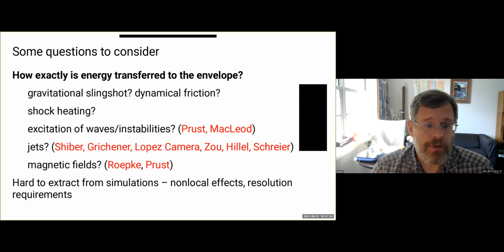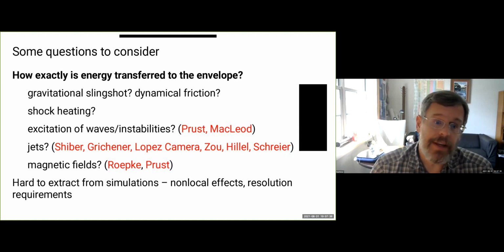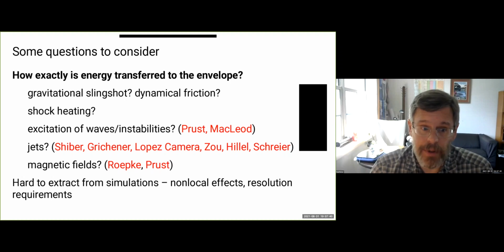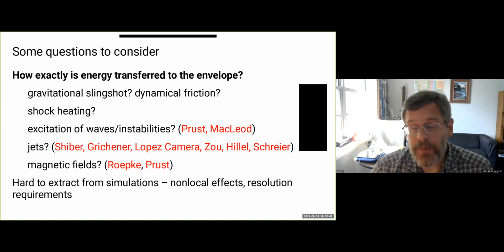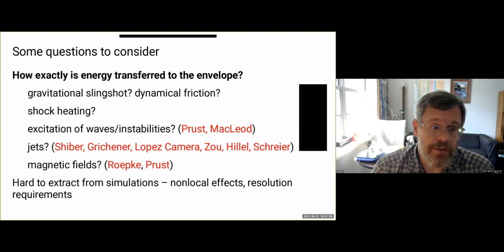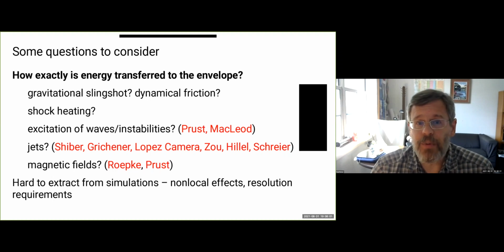And we've seen a couple of talks already on magnetic fields and their effect, apparently not having a big effect on the in-spiral, but producing jet-like structures that may contribute to the shape of the outflow. So in general, it's often easy to measure forces in a simulation. It's often difficult to actually extract these energy transport or energy transfer mechanisms.